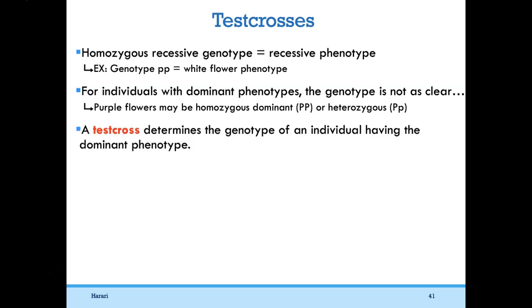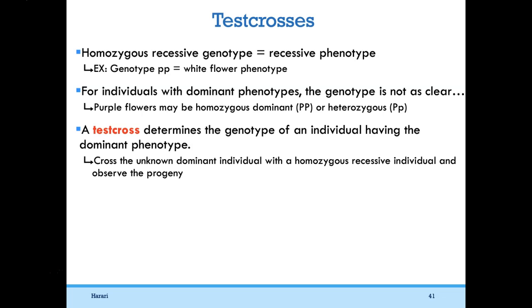So a test cross can be used to determine the genotype of an individual that has the dominant phenotype. Somebody with a dominant phenotype can be homozygous dominant or heterozygous. So we have to do a test cross to determine the genotype of that unknown individual. The way a test cross works is you cross the unknown dominant individual with a homozygous recessive individual and then look at their offspring.